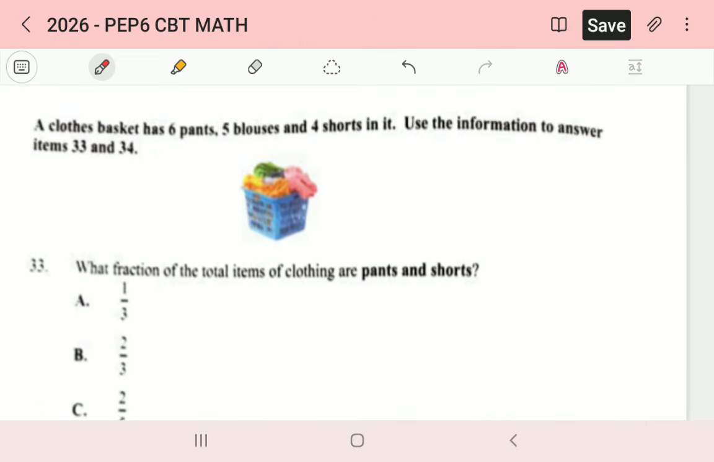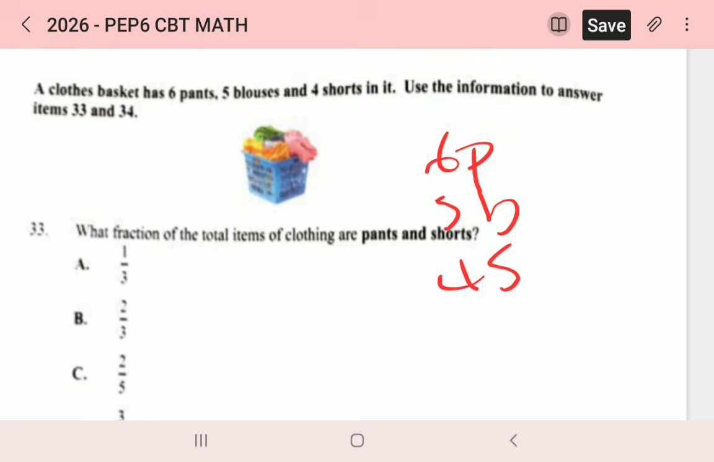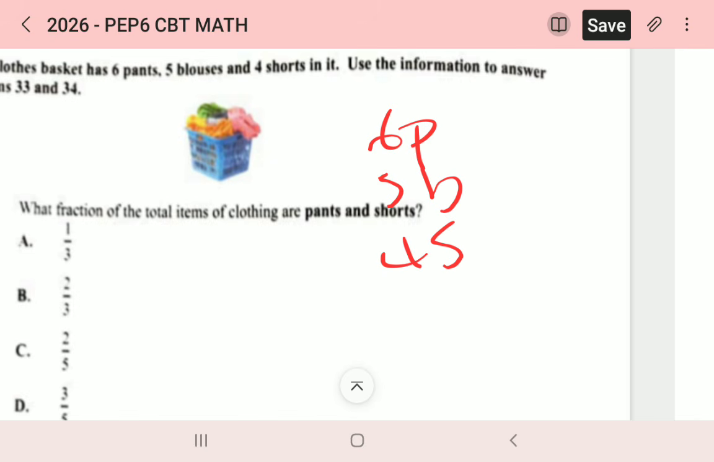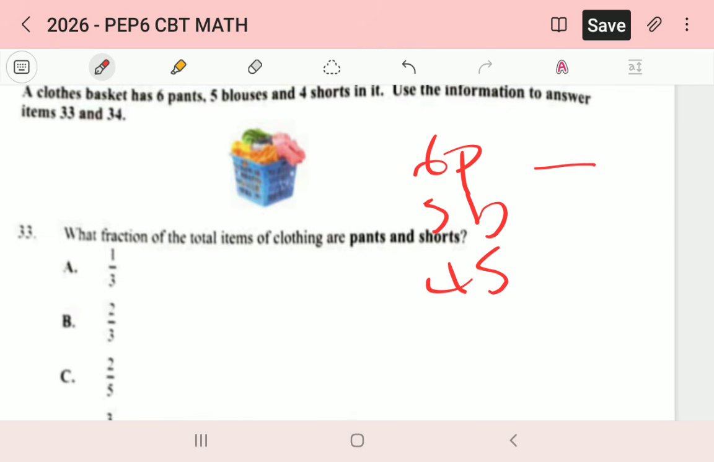So let's go. We have 6 pants, 5 blouses, and 4 shorts. All right, let's work it out. What fraction? So 6 and 4 is 10, so we know the total is 15. So what fraction is it asking for? Pants and shorts. So out of the 15, pants and shorts would be 10. So now you have to work that out.